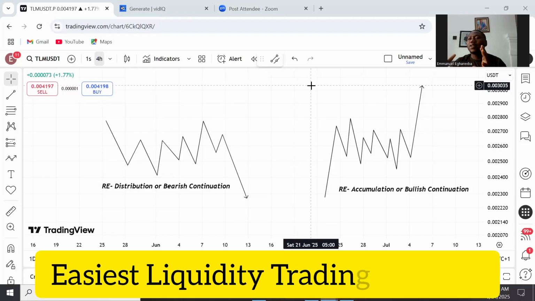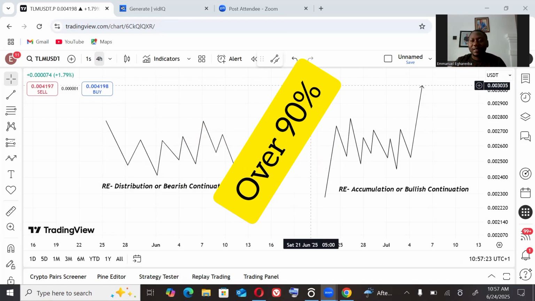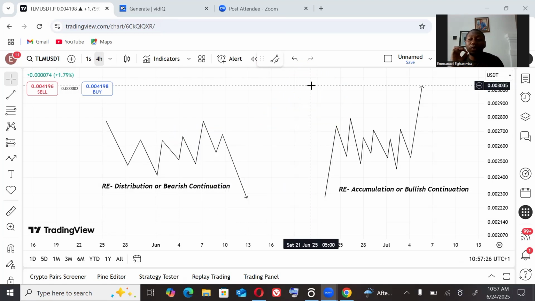This is the easiest liquidity trading strategy for your success. Join me as I show you the easiest setup that can boost your win rate over 90%. Are you aware that 70% or more of people who trade liquidity actually trade it the wrong way? The reason is they do not understand how to read the right direction of the market, so whenever they open their charts, it's more like they're gambling.